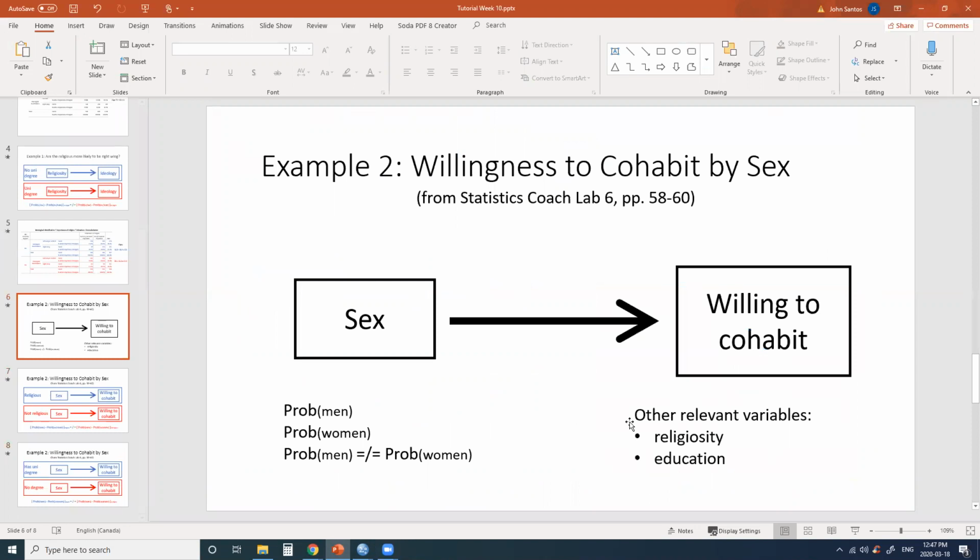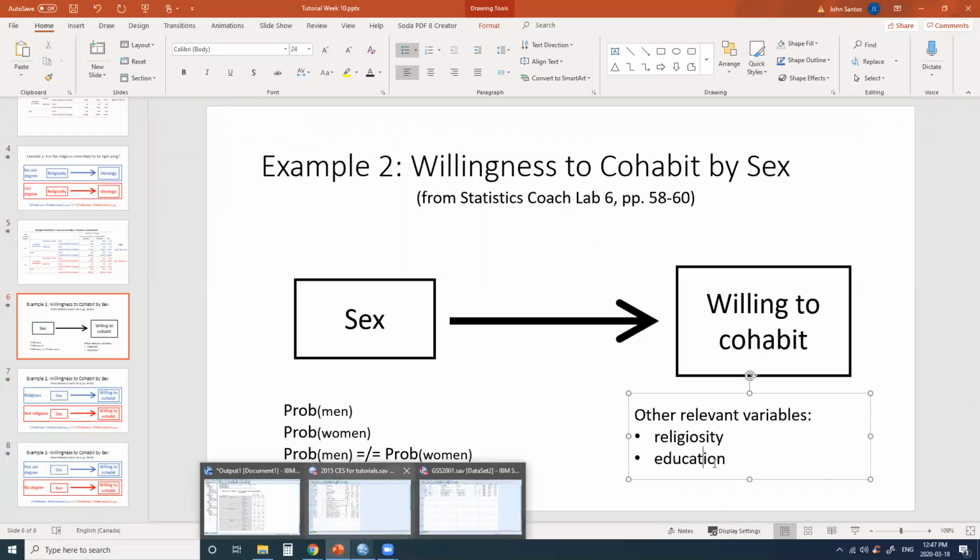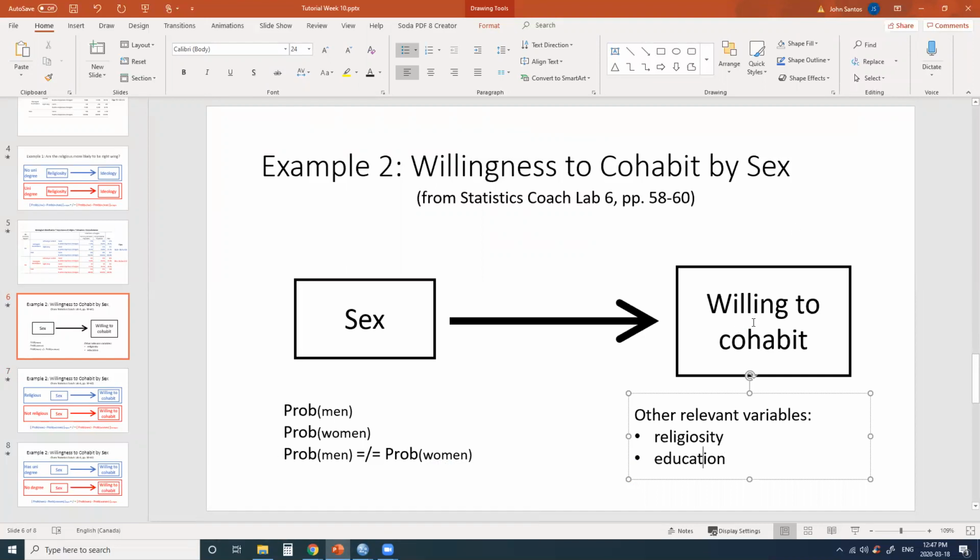I said religiosity is a factor. That's the one in the book. Another factor might be education, right? The idea that we know more educated folks are more likely to be socially progressive or morally permissive than less educated folks. And so that might change the nature of the relationship between sex and willingness to cohabit, right?